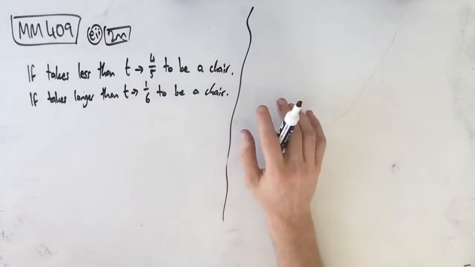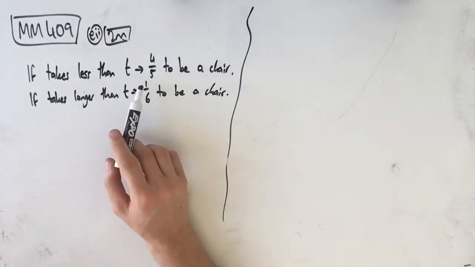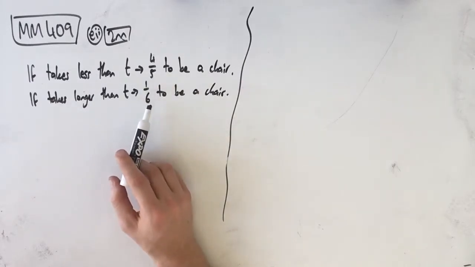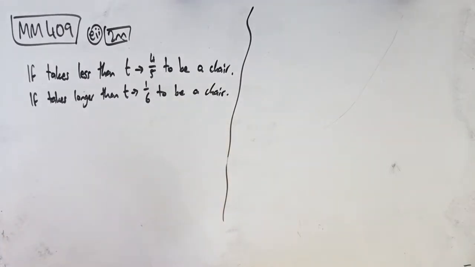Part E II says if a piece of furniture takes less than t hours to produce, the probability that it is a chair is 4 on 5. If it takes longer than t hours to produce, the probability that it is a chair is 1 in 6. A random piece of furniture is chosen. What is the probability that it is not a chair?